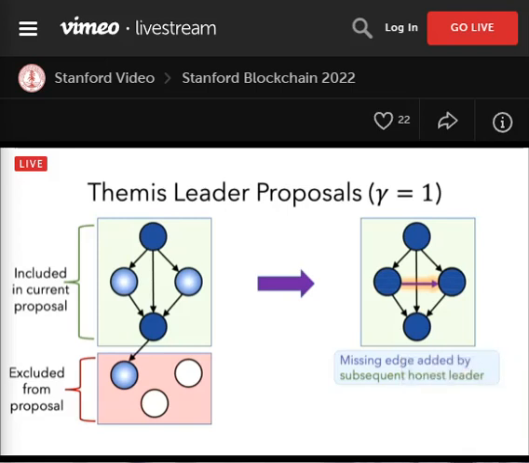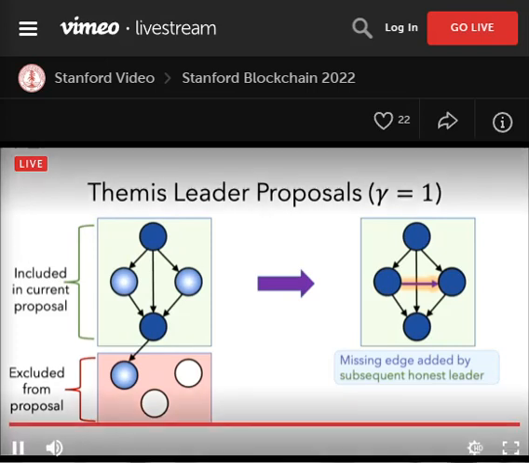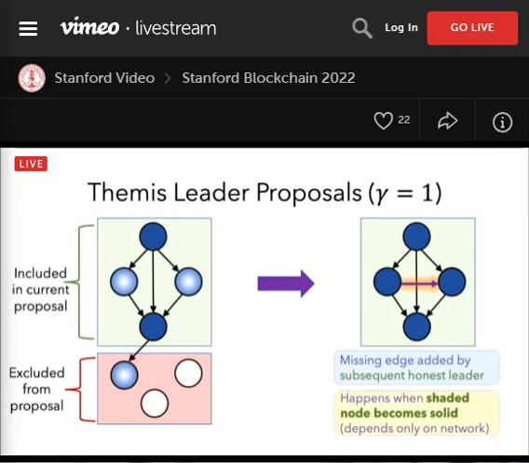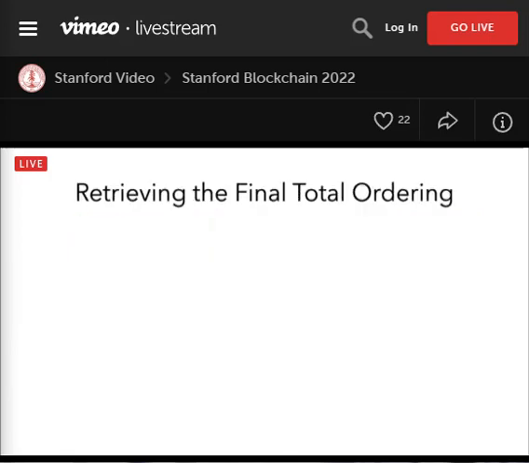And after this has been proposed by the leader, a subsequent leader can add this missing edge between the two shaded transactions when those shaded transactions become solid, in the sense that they're received by more nodes in their local ordering. And again, this happens only depending on the network delay.